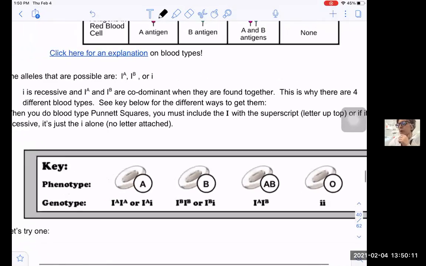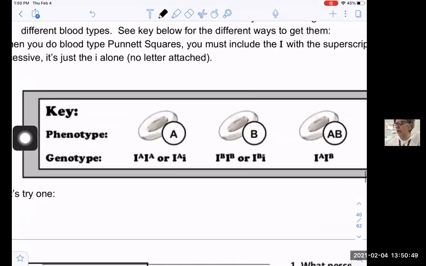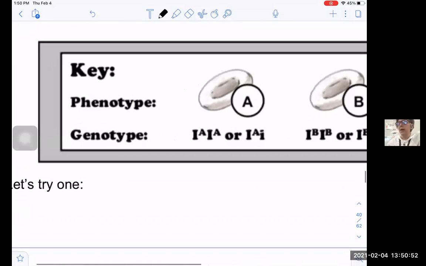And this is why there's 4 different blood types, okay? Because there are 3 different alleles in the human population, that's why there are 4 different blood types. So we're gonna look at how you get each blood type down here, but I just wanna remind you, when you do blood type Punnett squares, you must include the I, whether it's the uppercase or the lowercase. If it's the uppercase, you must include the superscript. And then if it's the lowercase i, there's no superscript. There's no letter on the recessive allele, okay? So let's take a look at how somebody could be type A blood.